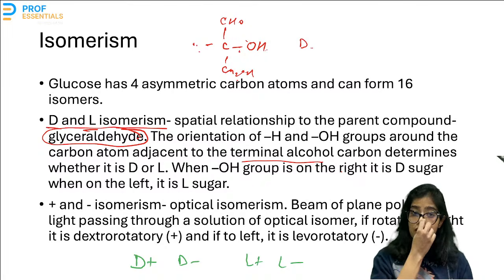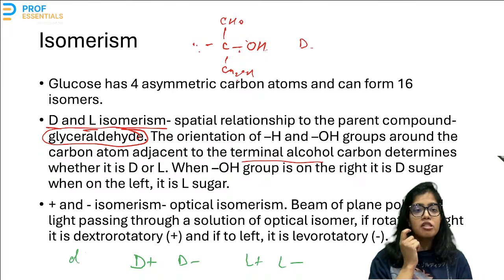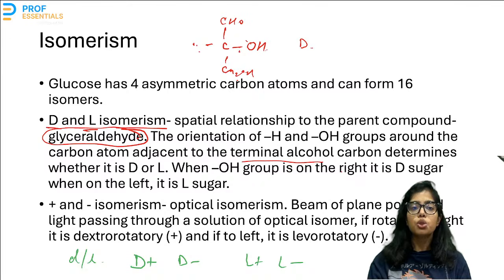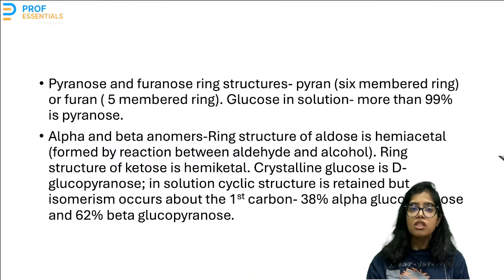Earlier, this plus and minus was represented by small d and small l, which led to a lot of confusion between capital D and capital L. So now they've changed the nomenclature to plus and minus. Understood? Next, pyranose and furanose ring structures.